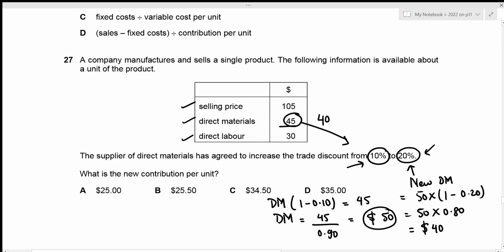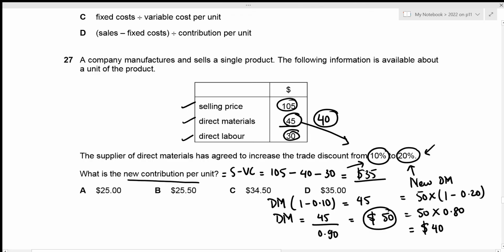Now we need to figure out the new contribution per unit. The contribution is just the difference between sales and variable cost. In this case, our selling price is 105, and the variable cost is direct materials of 40 and direct labor of 30. So this gives our contribution per unit to be 105 minus 40 minus 30, which is 35. This is the correct answer we're looking for, which is given in option D. This concludes question number 27.